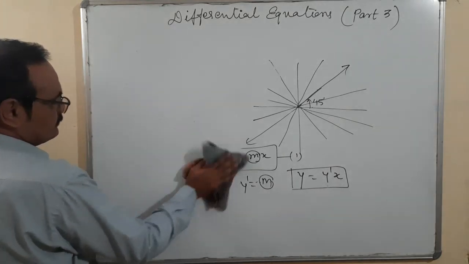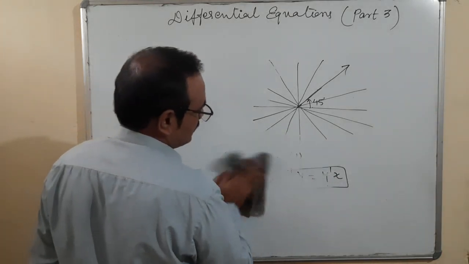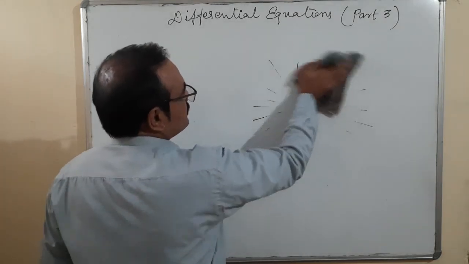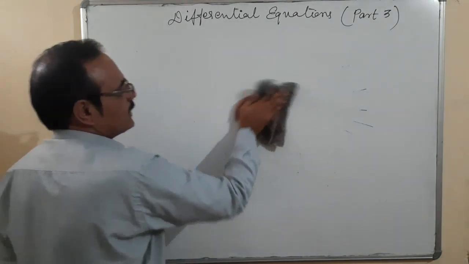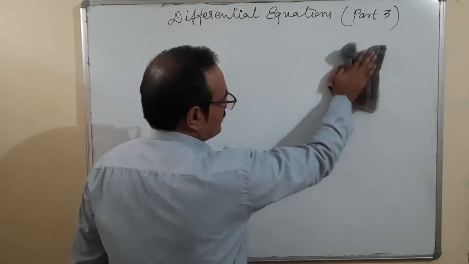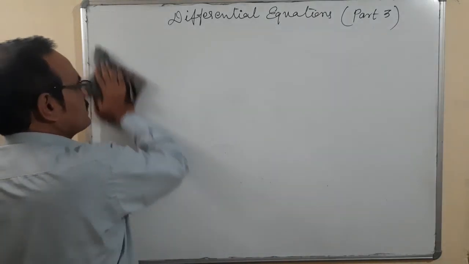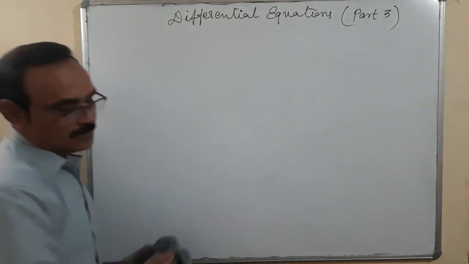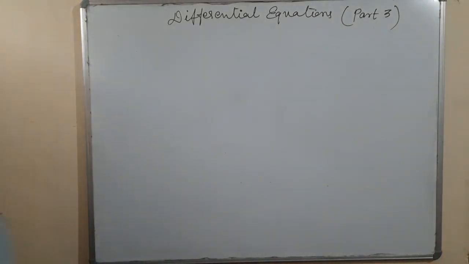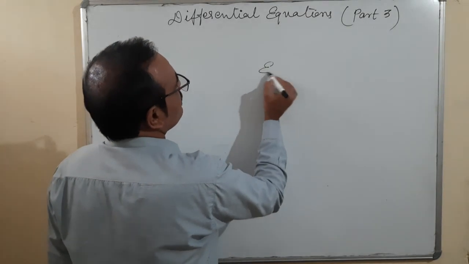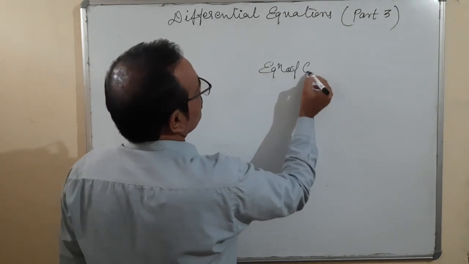So in this exercise 9.3, what we are going to do, a general solution is given and we are forming a differential equation. One more example. Suppose one equation of circle is given. What is given? Equation of circle.